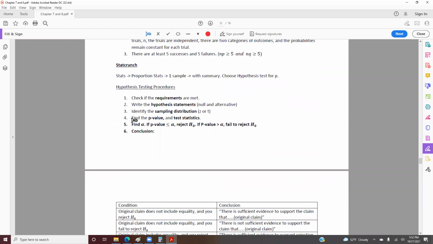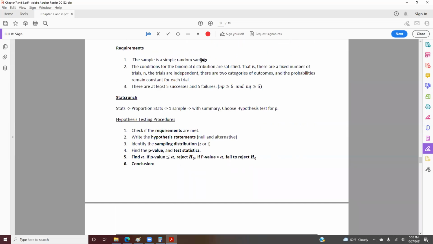But when you come to 8.2 and 8.3 and the rest of chapter 9 and 10, you have to write these 6 steps all in one page, or in one blank spot here. So what are the 6 steps? The first step is to check your requirements. The requirements are simple random sample, binomial, 5 successes and 5 failures for the proportion, and simple random sample and normal size for the mean. We'll talk about the requirement check when you go to 8.2 and 8.3.